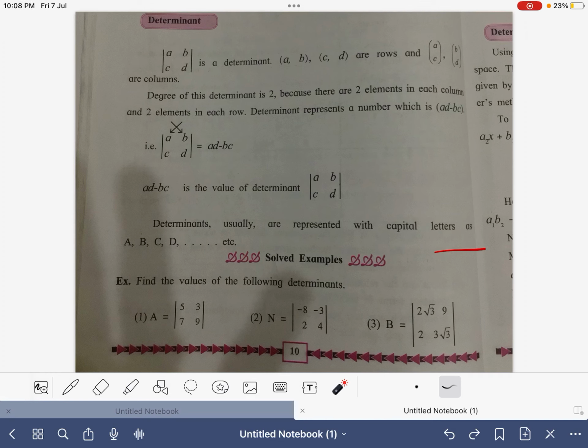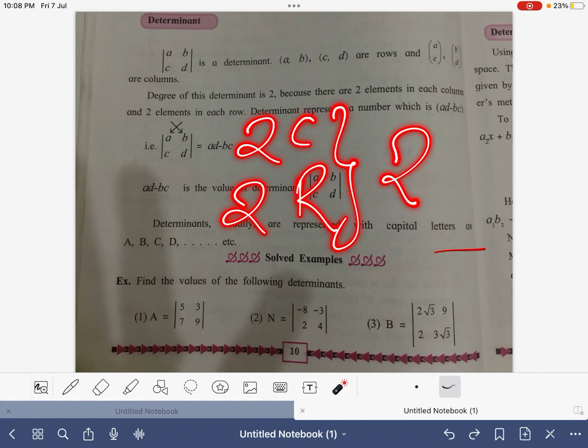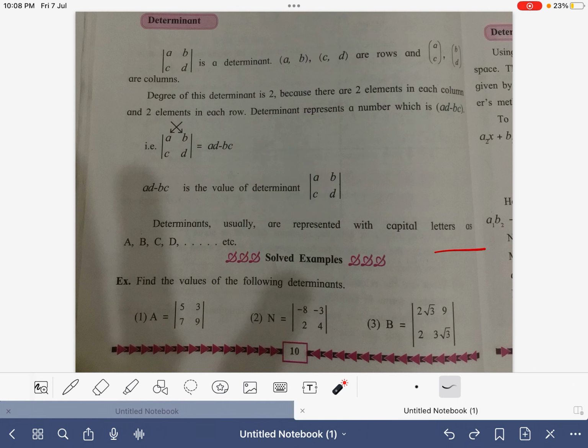So in this case, if you observe this determinant, there are two columns and two rows. So two columns and two rows, therefore the order of the determinant is 2. So that's why they show that the degree of the determinant is 2. Now the second thing that we have to keep in mind is how to solve this determinant.